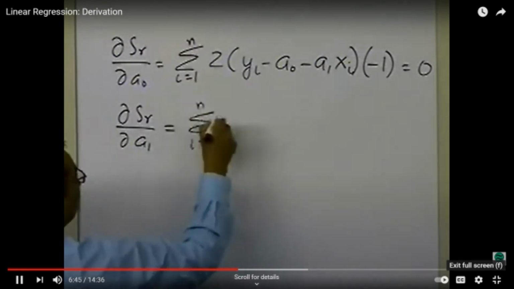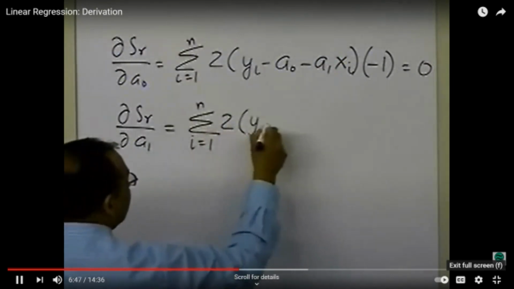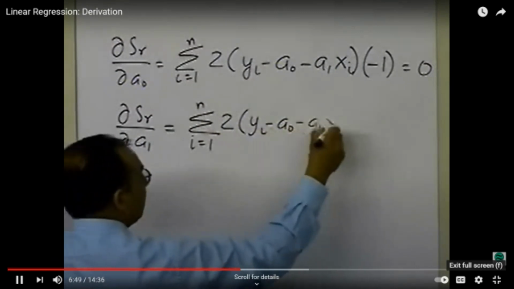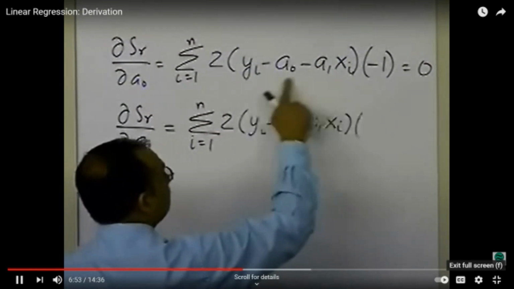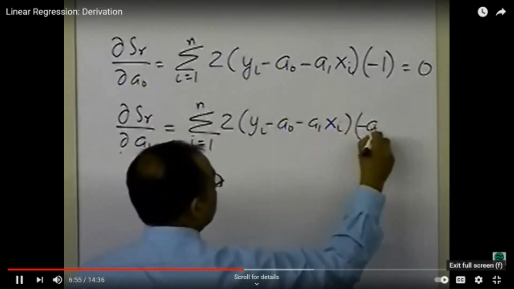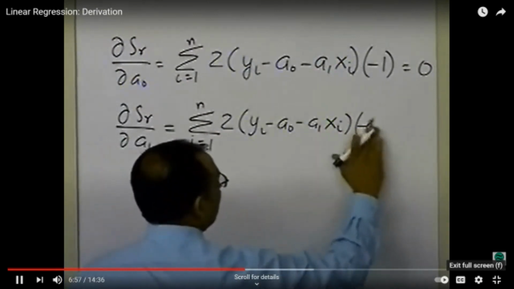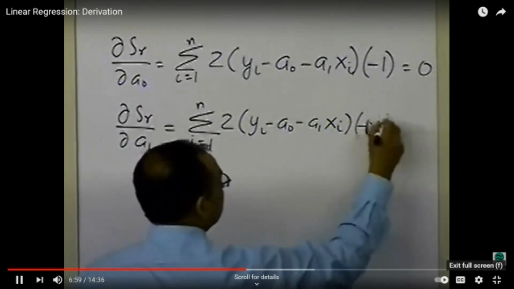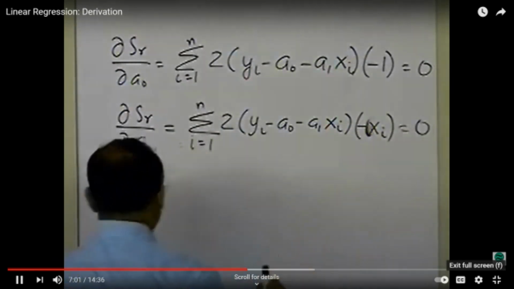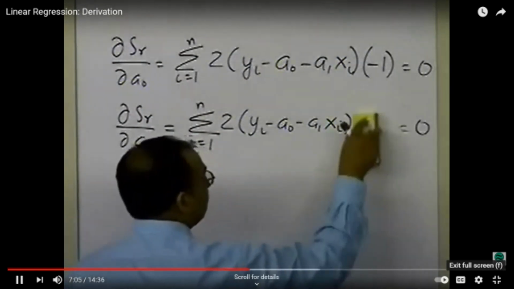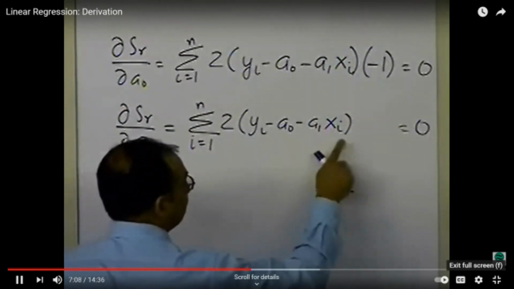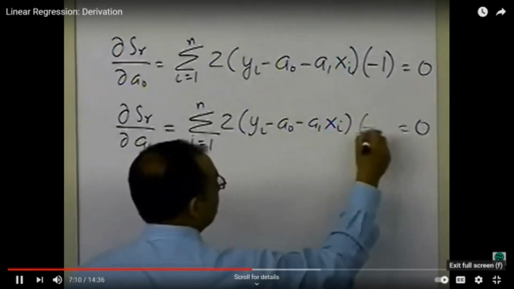Summation i equals 1 to n, so it will be 2 times y sub i minus a0 minus a1 x of i, times the derivative of this particular quantity here, which will be minus x of i, equal to 0. Because what you are doing is finding the derivative of the quantity in the bracket with respect to a1, and that will be just minus x of i.